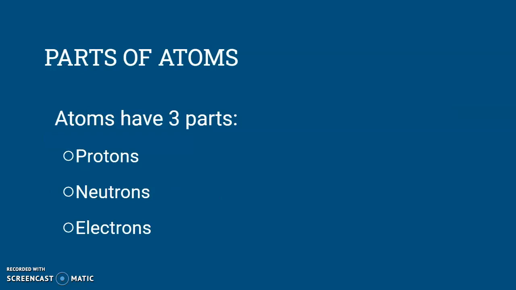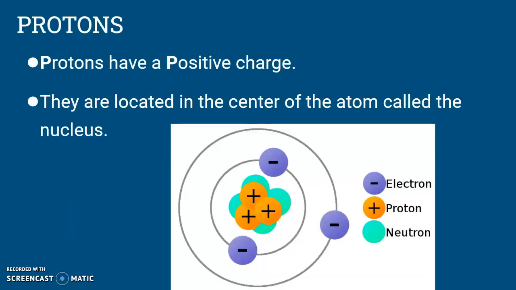Atoms do have parts of themselves. They're called subatomic particles. The three subatomic particles are protons, neutrons, and electrons. Starting with protons. Protons have a positive charge. They are located in the center of an atom, and that center is called the nucleus.